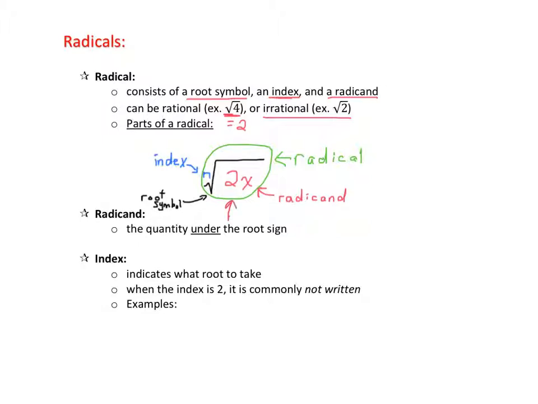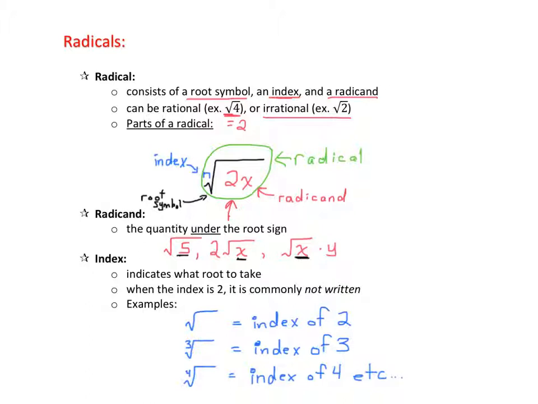and that's what I wrote in red here. It can be just a number, it can be just a variable, or it could be a combination. But it will always be the quantity under the root sign. So in this last example, the square root of x, and then times by y, the y is not under the root sign, it's outside, so just the x is the radicand.